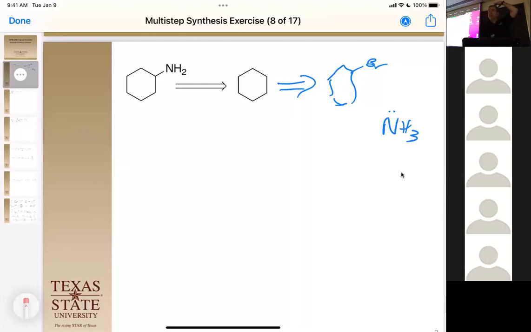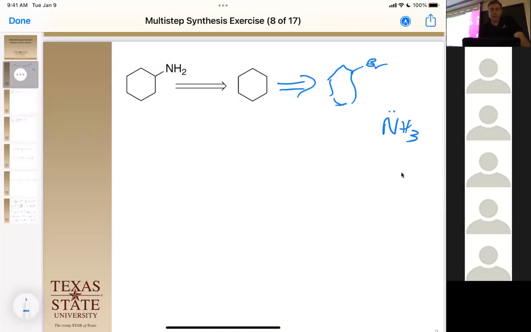Does that work for any weak base or just for nitrogen? No, nitrogen does it. Oxygen, like water and alcohols, which is the oxygen version of it, are weaker and poorer nucleophiles. This is a pretty decent nucleophile just by itself.